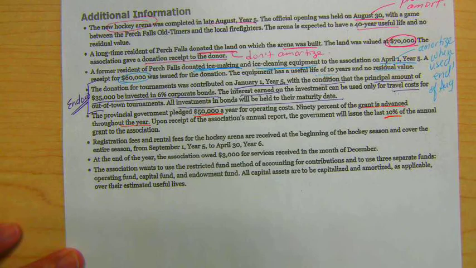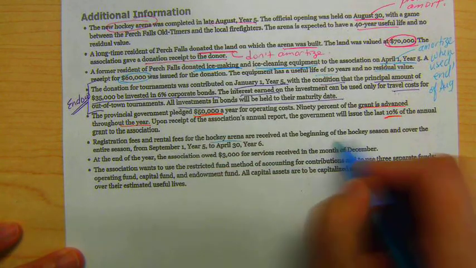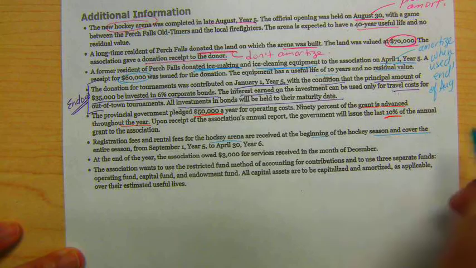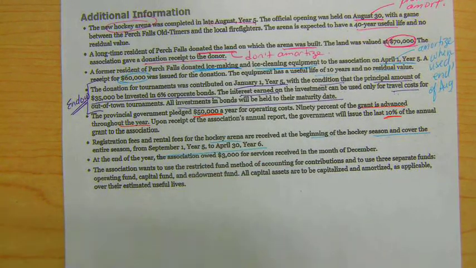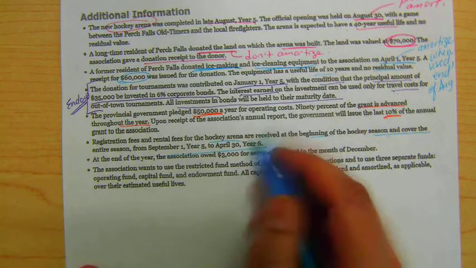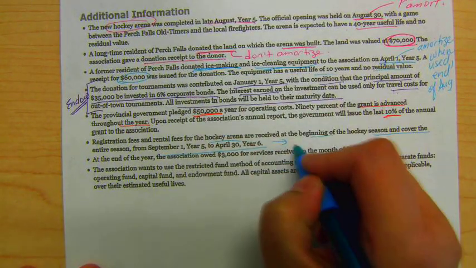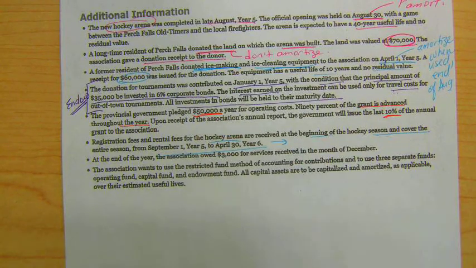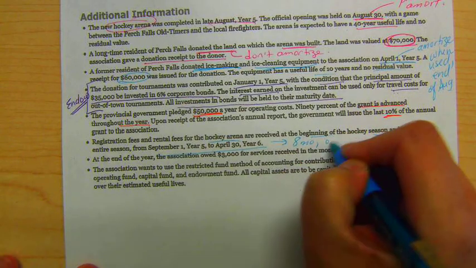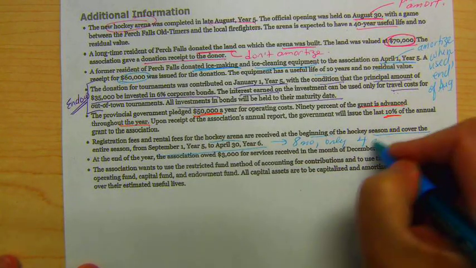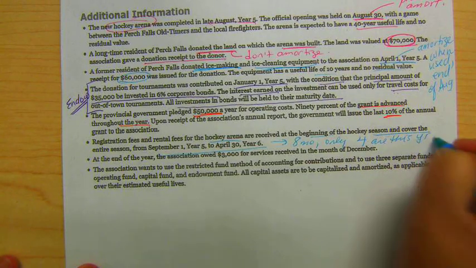Now, registration fees and rental for the hockey arena are received at the beginning of the hockey season, and cover the whole season from September 1st to April 30th. So, all that money you got, can you recognize it all as revenue this year? No, because how long is the season? Feel free to count on your fingers. 8, right? 8 months. Only 4, September, October, November, December, are this year. So prorate revenue.